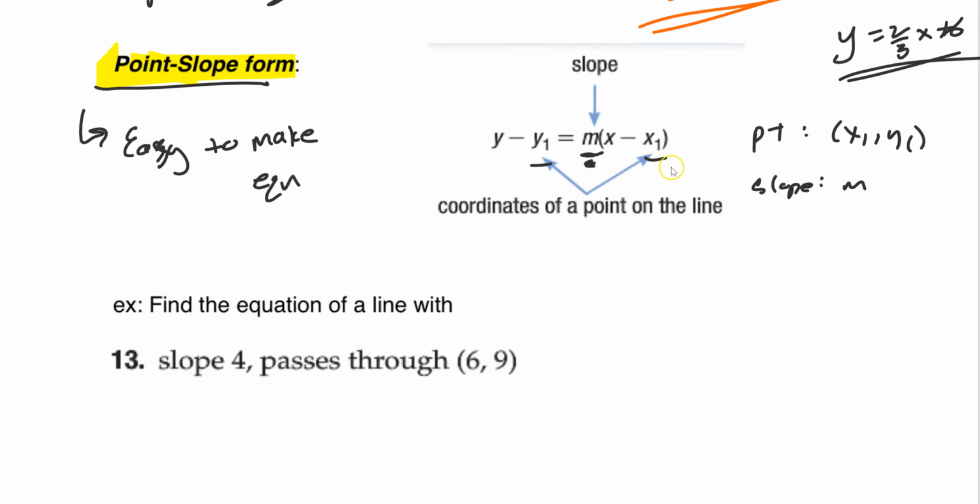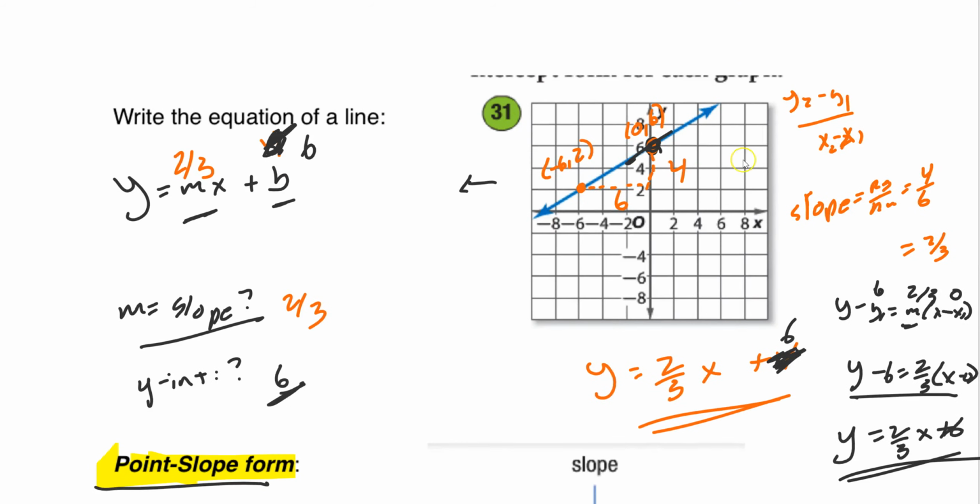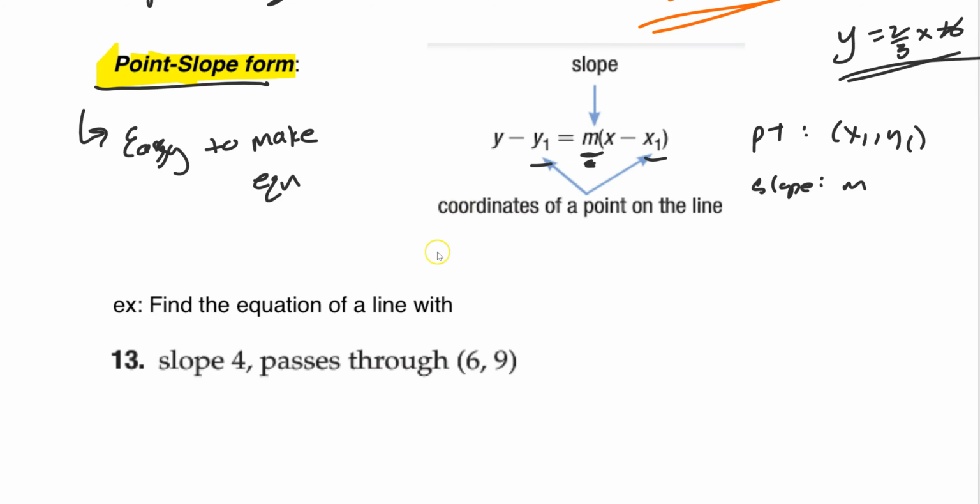So in general, when I want to make an equation, I do point-slope form. Only time I don't do it is if I have a line. If I have a line, it's actually a little easier to do slope-intercept form. But if I ever say write an equation of a line, if you see these words, you want to think y minus y1 equals m times x minus x1. It's the easiest way to make an equation.